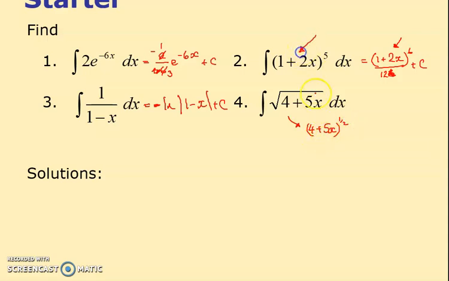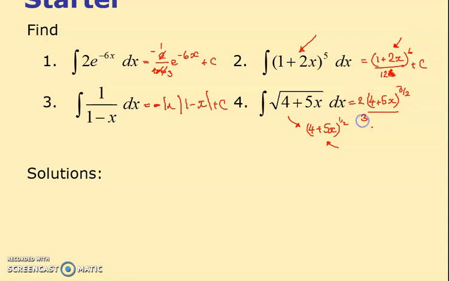This was linear, this is linear. This is the one where I nearly made a mistake last time by not dividing by the differential of the bracket, so hopefully I'll remember to do it this time. So it's 4 plus 5x. It was to the half, it's now to the 3 over 2. And if I divide by 3 over 2, that's the same as timesing by 2/3.